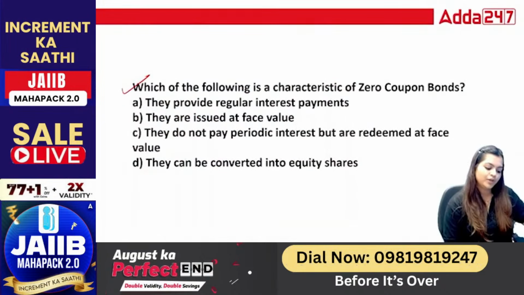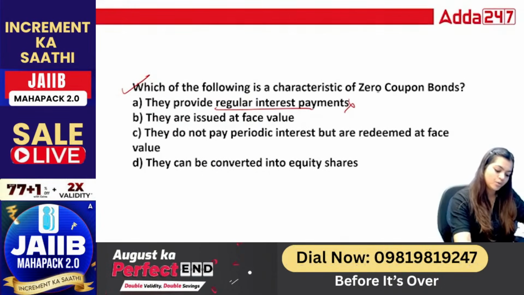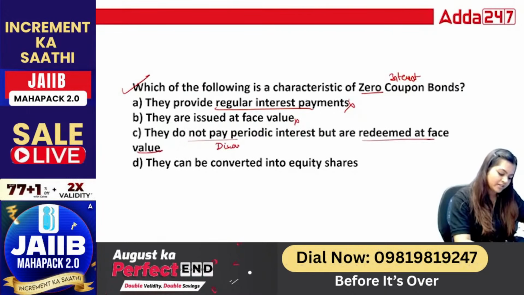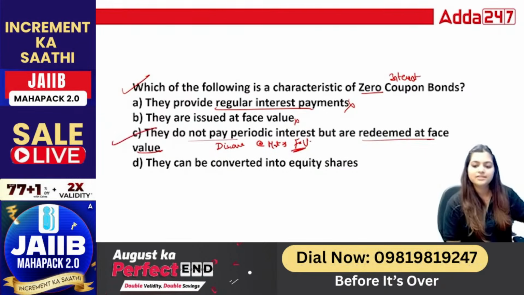Which of the following is a characteristic of a zero coupon bond? They provide regular interest payment? No, zero interest. They are issued at face value? No. They do not pay periodic interest but are redeemed at face value? Yes. They are issued at a discount and at the time of maturity they pay face value. So the correct answer is C.